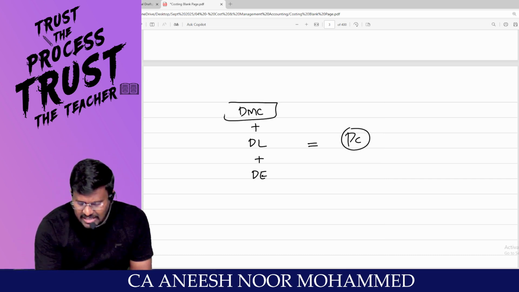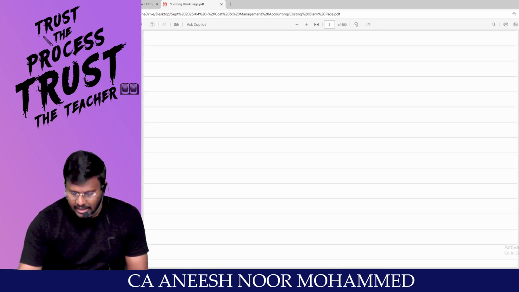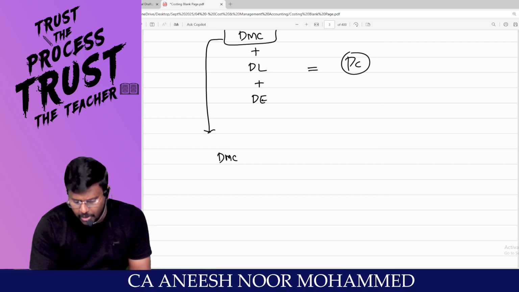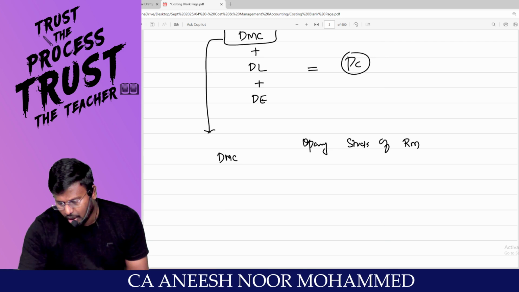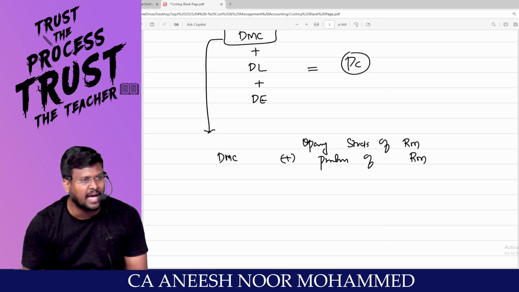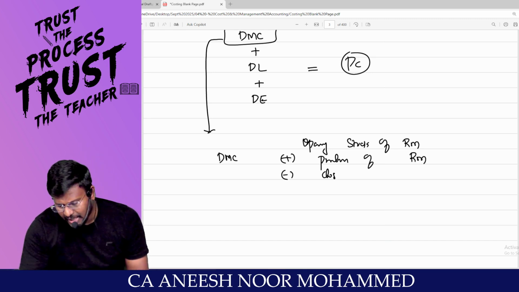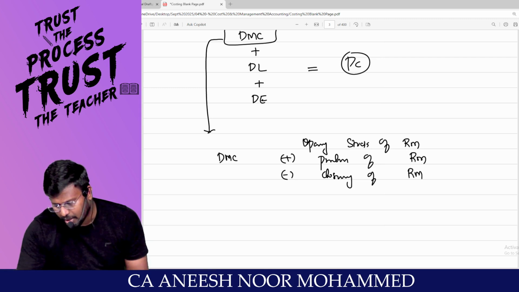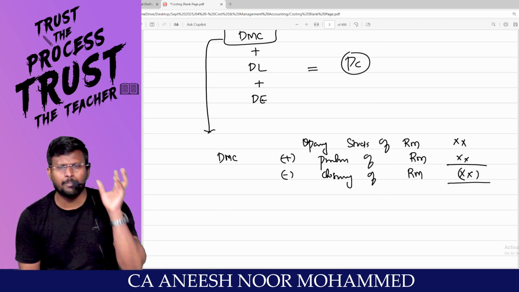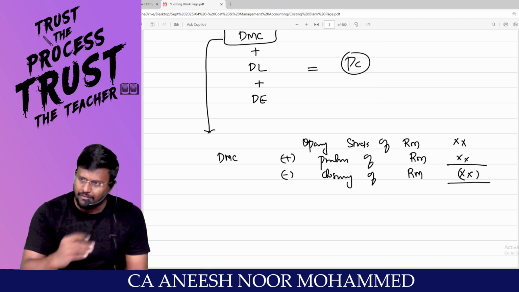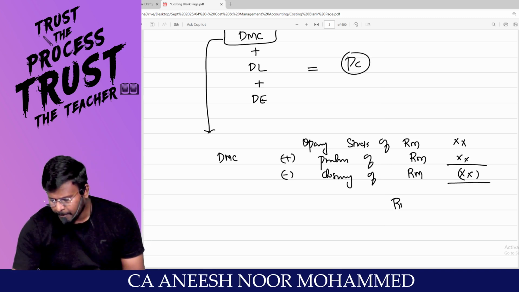What is direct material consumed? Direct material consumed means opening stock of raw material, add purchases of raw material, minus closing stock of raw material. So I have to take the opening stock of raw material, add purchases of raw material, and reduce the closing stock. So I will get the raw material consumed.